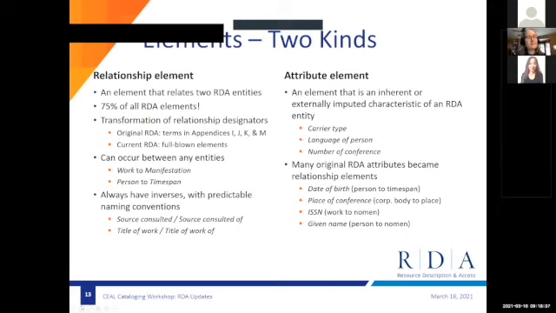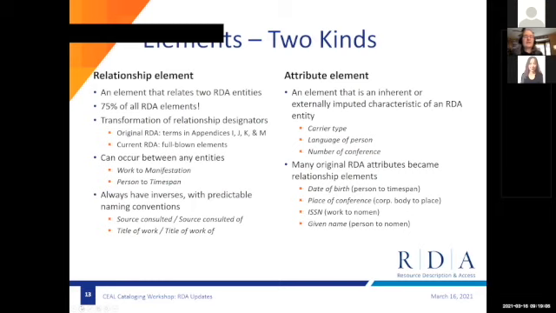And they can occur between any entities. They're not limited to, say, work to work, person to person, but it can be things like work to manifestation, person to time span, place to corporate body. They always have inverses with predictable naming conventions. So source consulted and source consulted of, title of work and title of work of. Is this pretty English? Not really. Is it understandable? Hopefully with a little training.